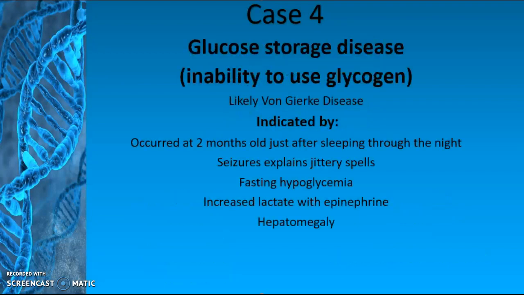One of the tests that can be used to diagnose von Gierke disease is the epinephrine challenge test. When epinephrine is administered, the glucose levels show little to no increase, however, lactate levels do increase. The glycogen storage disease is indicated because the disease has not shown symptoms until the baby was 2 months old, just after starting to sleep through the night. Seizures explain the jittery spells, the fasting hypoglycemia, increased lactate with epinephrine, and hepatomegaly. The references are on the slides that follow.